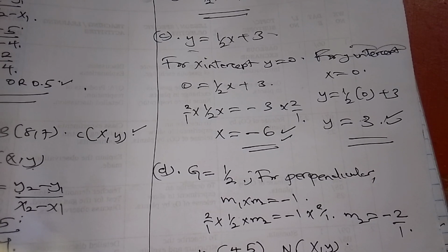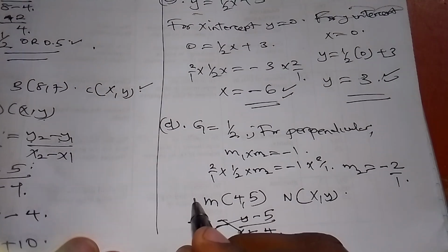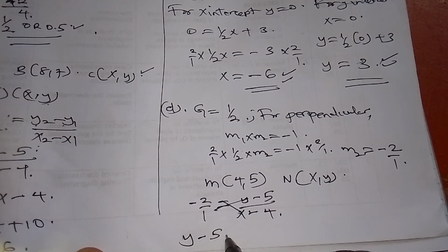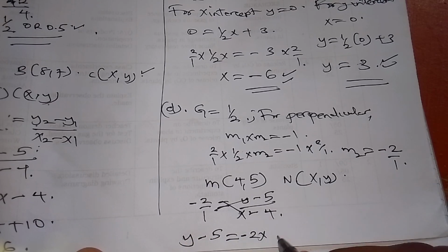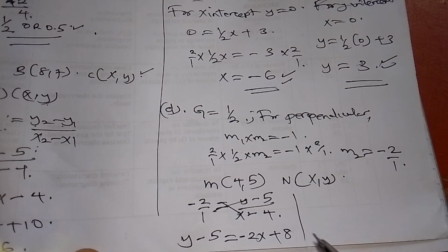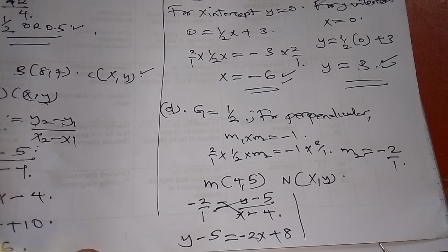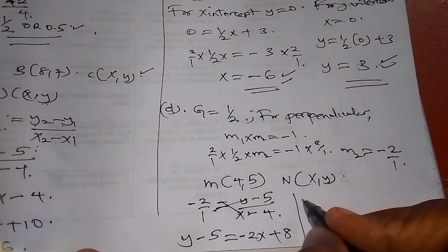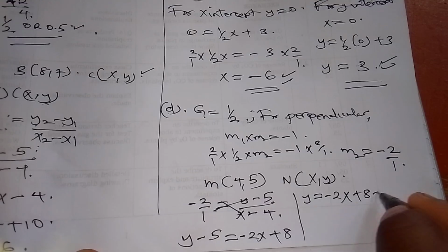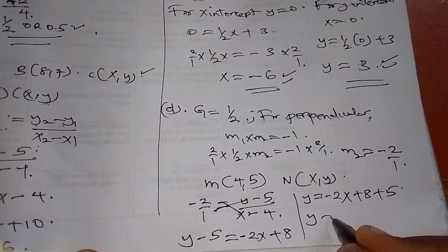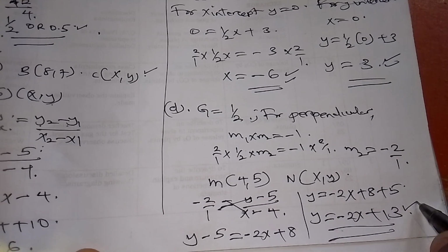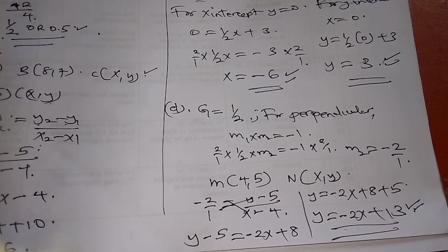Now we will cross multiply. So we have y minus 5 is equal to negative 2x plus 8. We can solve this so that we make it in the form of y is equal to mx plus c. Collect the like terms: negative 2x plus 8 plus 5. y is equal to negative 2x plus 13. And this is our equation of the line XY, which is perpendicular to AB.